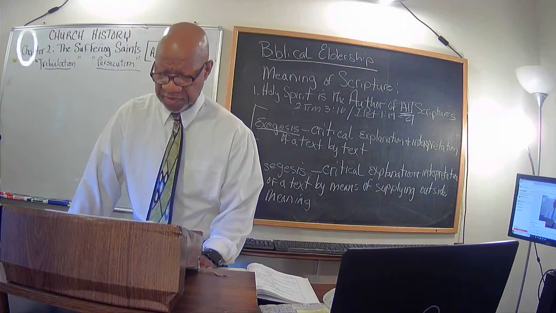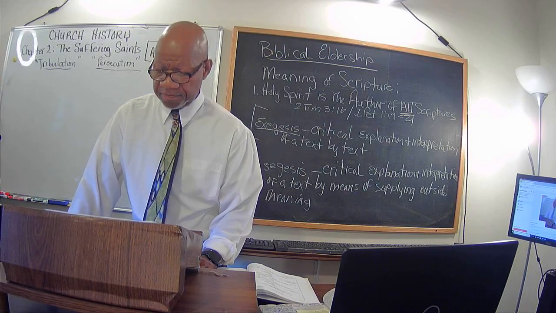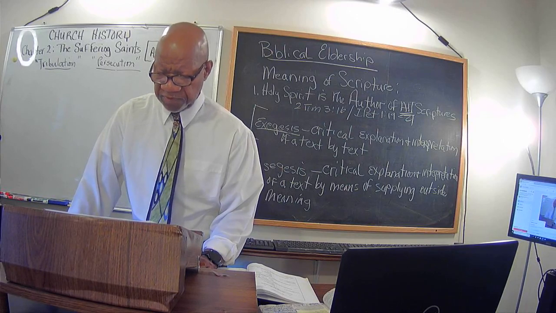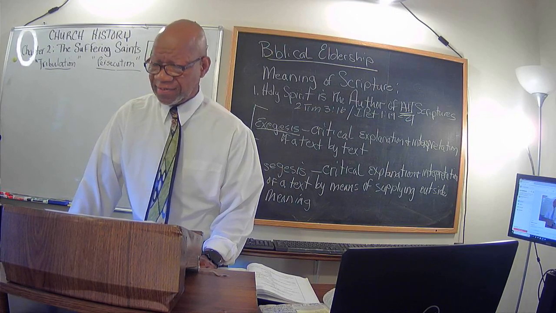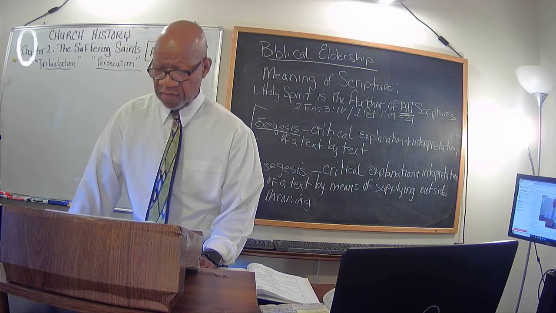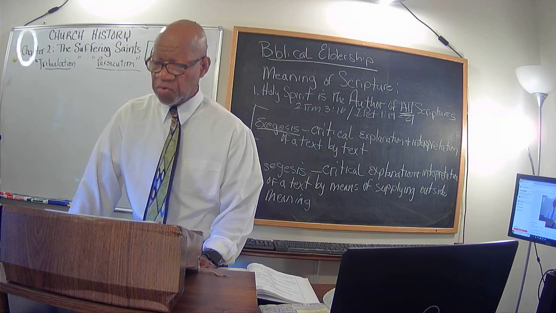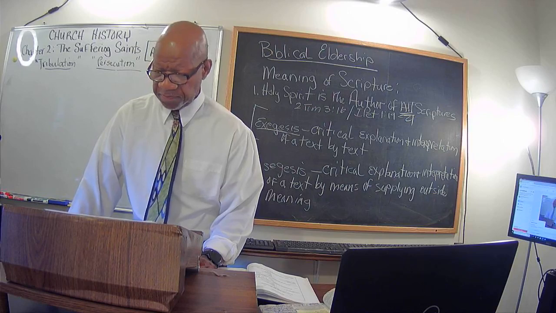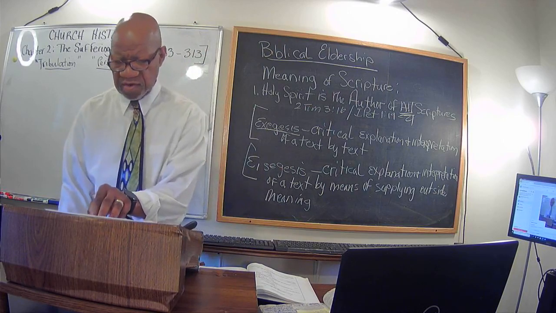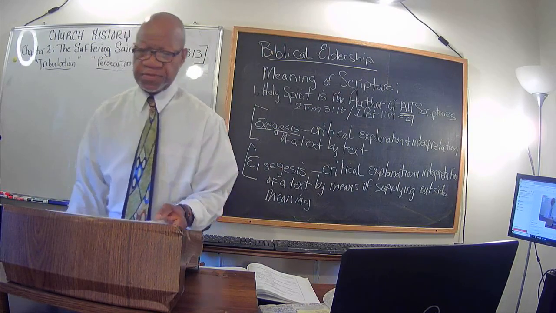From AD 37 to 41, that was Caligula. From AD 41 to 54, that was Claudius Caesar. From AD 54 to 68, that was Nero Caesar. Let's look at the year of the four emperors.